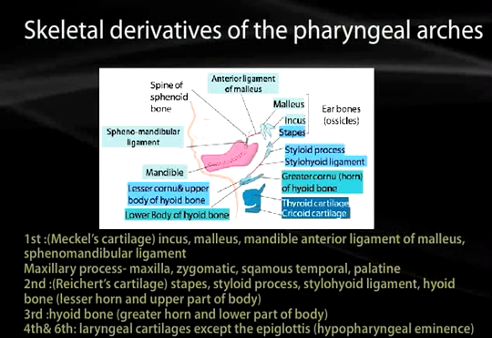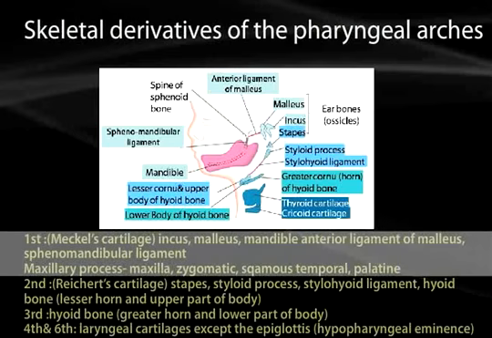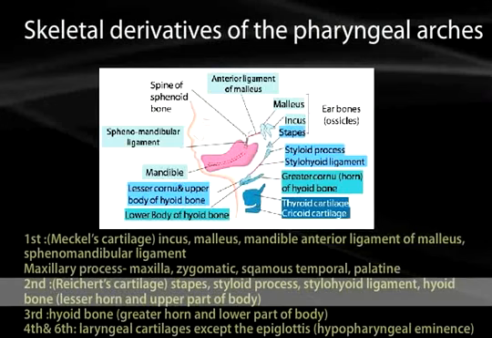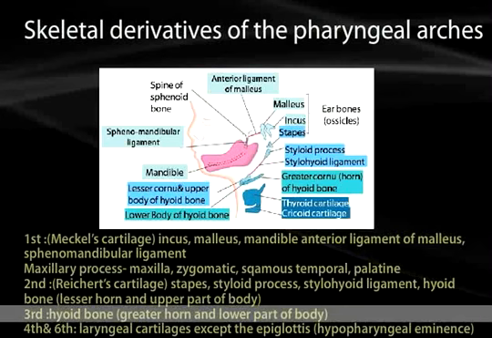Right now, let's look at the skeletal elements that are produced from the arches. As far as the first arch, there's going to be the malleus, incus, and a couple ligaments, as well as the mandible itself. The third ossicle, the stapes, is going to be formed in the second arch, and then it's also going to take part in the lesser cornu of the hyoid and the styloid process, as well as the ligament, which can sometimes ossify.